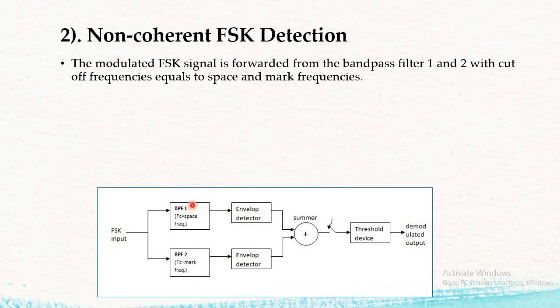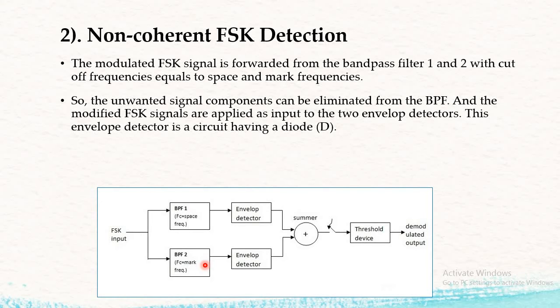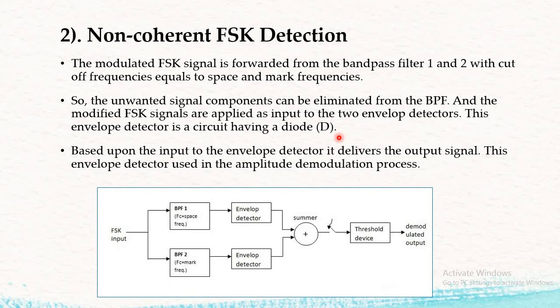Space frequency means the frequency when we are transferring 1, and the mark frequency is the frequency when you are passing the 0. So the unwanted signal components can be eliminated by the band pass filter, and the modified FSK signals are applied as an input to the two envelope detectors. This envelope detector has a diode D, and based on the input to the envelope detector it delivers the output signals. This envelope detector is used in the amplitude demodulation process.